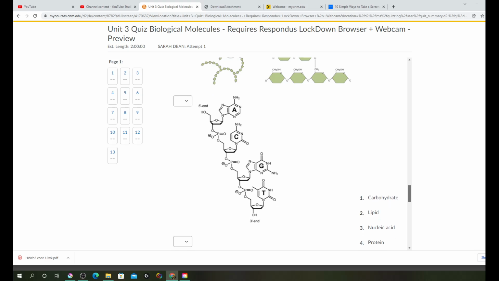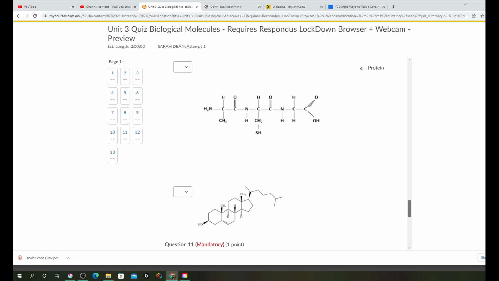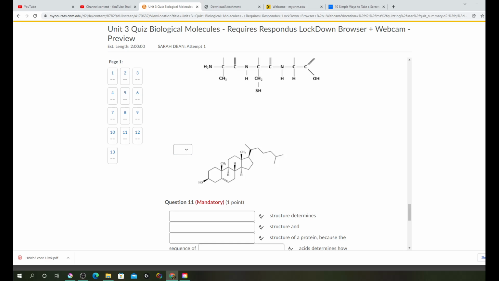Okay, so let's move on to lipid. Lipids are hydrocarbons. This is the steroid we looked at in class, a cholesterol. So carbon, carbon, carbon, carbon, these are all carbons. The only thing that's not carbon here is this little hydroxyl group. So this is the lipid.